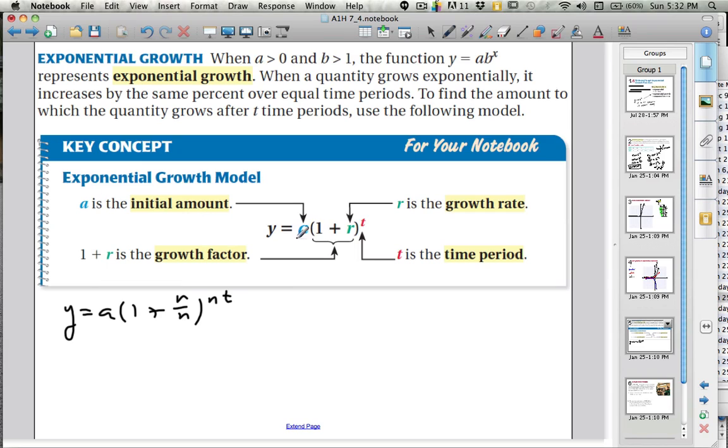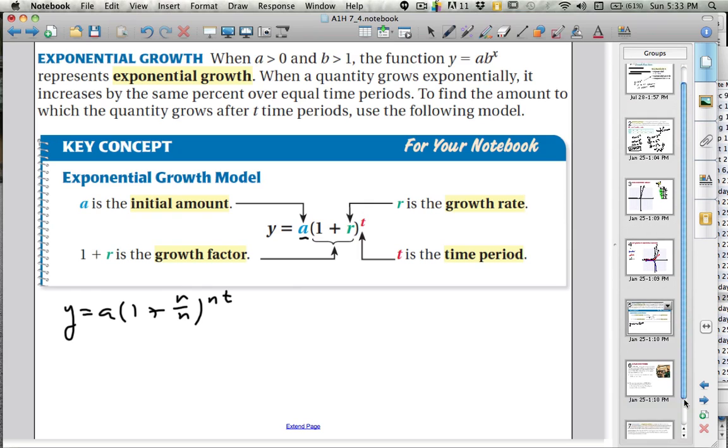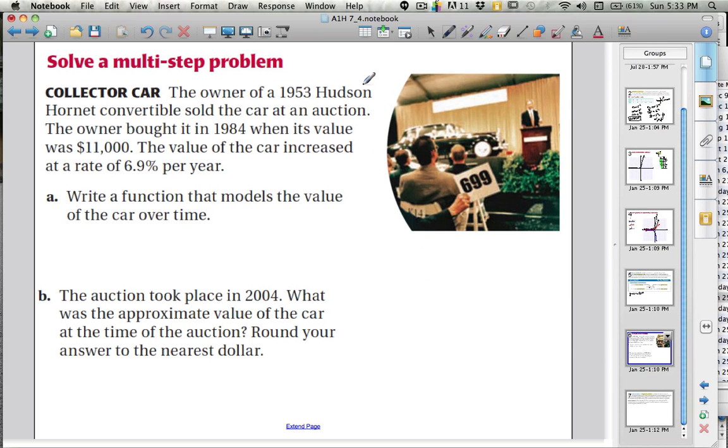So A is our initial amount, so whatever amount of money we start with. R in here is what's called the growth rate, right? And it has to be a positive number or it won't be growth. If it's a negative number, it'll become a decay rate. And t is the time period. And this item inside the parentheses, 1 plus r, is called the growth factor. Okay, so all these things have names. R is the growth rate, 1 plus r is the growth factor, t is time, and a is your initial starting amount. So if we look at working with that formula, remember the formula is y is equal to a times 1 plus r to the t power.